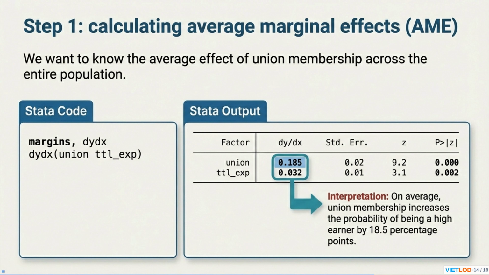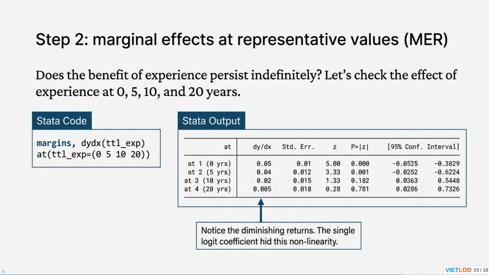Examining the output, we find that the dydx for union is 0.185. This translates into a clear, interpretable finding. On average, union membership is associated with an 18.5 percentage point increase in the probability of being a high earner. This provides a much more intuitive insight than the log odds coefficient alone. For total experience, the AME is 0.032, meaning an average 3.2 percentage point increase in probability for each additional year of experience.